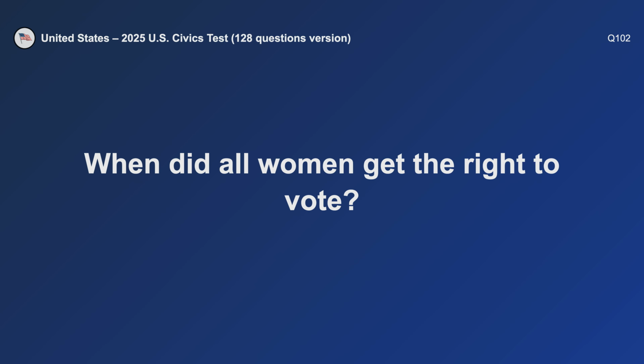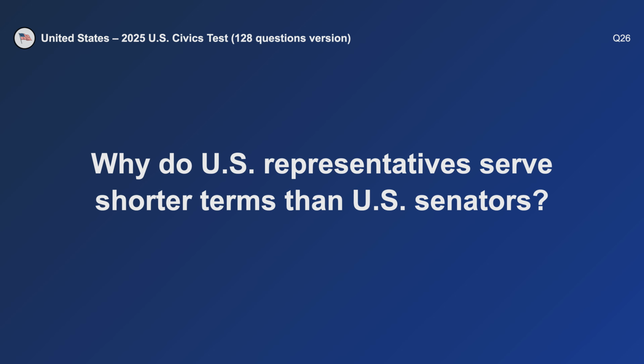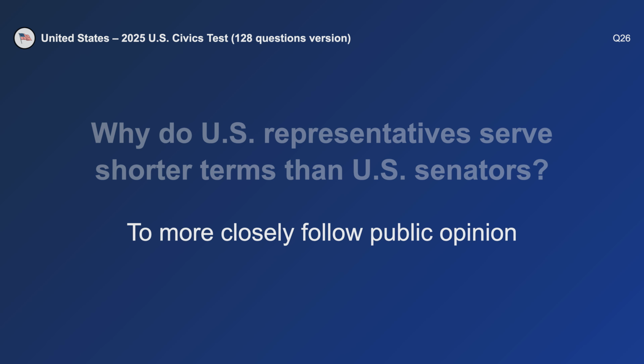When did all women get the right to vote? After World War I. Why do U.S. representatives serve shorter terms than U.S. senators? To more closely follow public opinion.